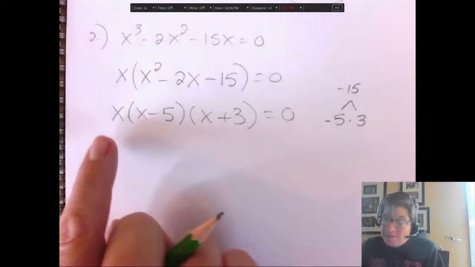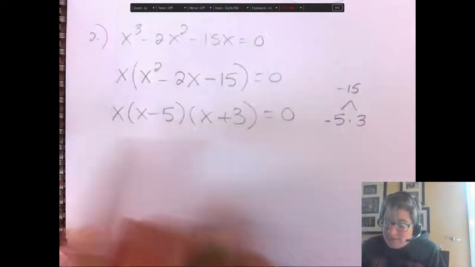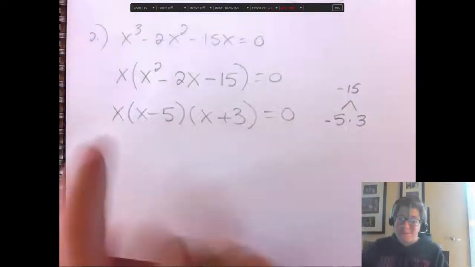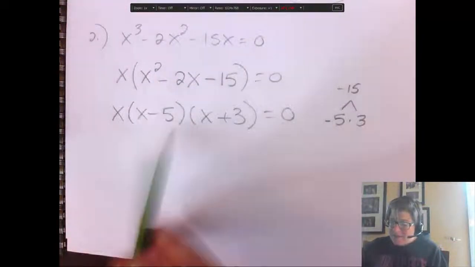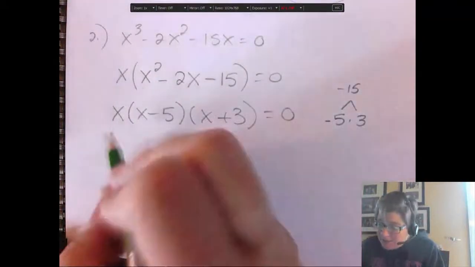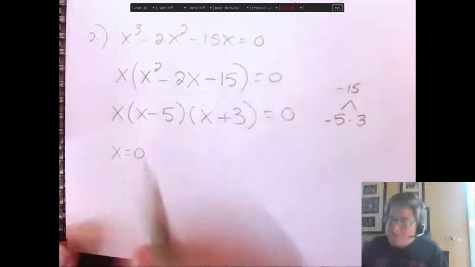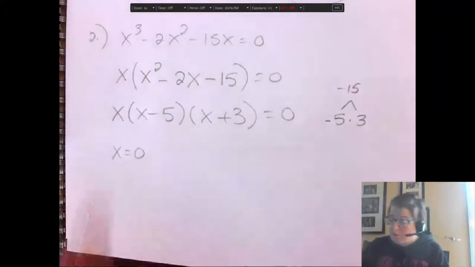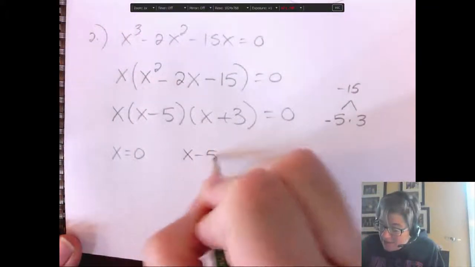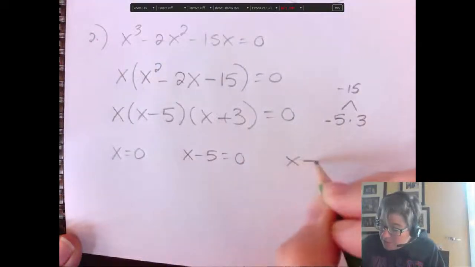So then now we have 3 factors: 1, 2, 3. Even though this doesn't have a number, it's kind of like an x plus 0 factor in a parenthesis. So we're going to set that one equal to 0. Anytime you pull an x out, one of your answers is 0. The next one is x minus 5 equals 0. The last one is x plus 3 equals 0.